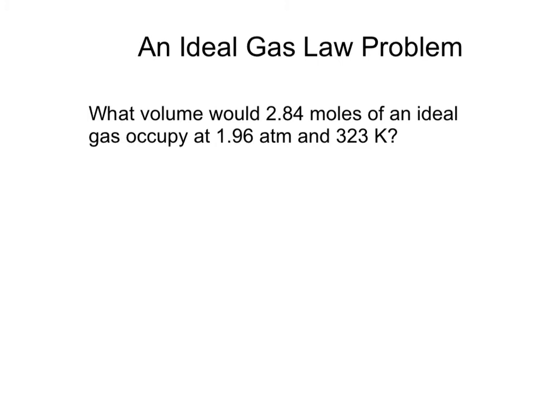So we're going to label what we're given here. We're given the number of moles right here. That's n. We're given 1.96 atmospheres, which is a pressure. I don't need a 1 or a 2 because I'm only given 1 pressure. This is a temperature, and it wants to know what volume is it going to occupy.